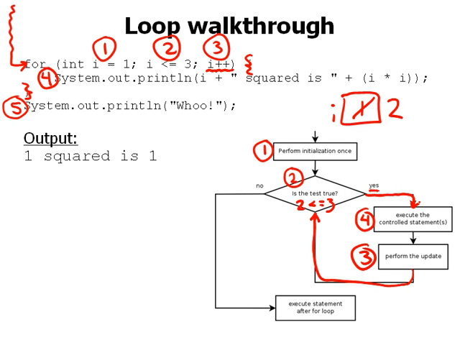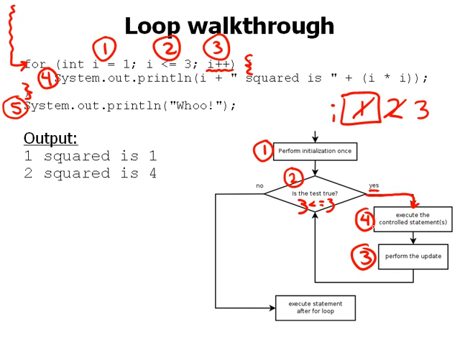And when we're in the yes branch of the loop, that means that we'll execute the controlled statements again, the println statement. So that prints 2 squared is 4. We perform the update again. That does I++. That makes I equal to 3. We wrap around to this test again. We're asking, is 3 less than or equal to 3? And of course 3 is less than or equal to itself. So we enter the loop one last time.